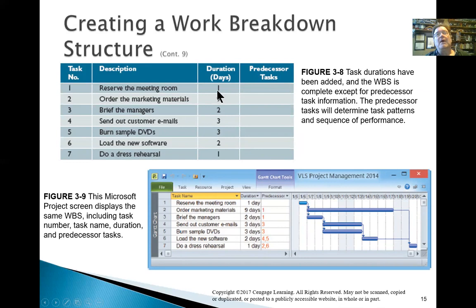So now the other thing that they've done that's really cool though, is they've added a concept of what can happen in parallel. And so in theory, one person could have been ordering these marketing materials and another person could have been briefing the managers. These things can run in parallel. The only thing that determines whether they can run in parallel is if they are dependent on each other. So you can't brief the managers and at the same time send out customer emails. Managers have to know first and then you send out the customer emails. So sending out the emails is a successor task to briefing the managers. Briefing the managers is a predecessor task for sending out emails.